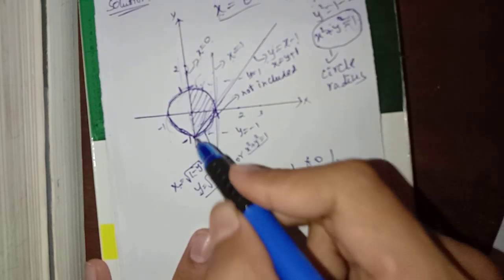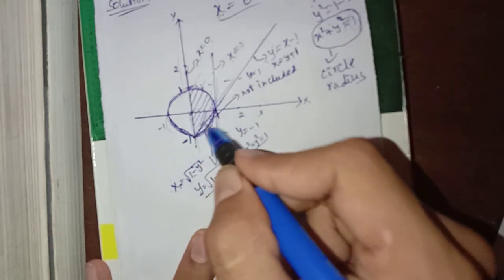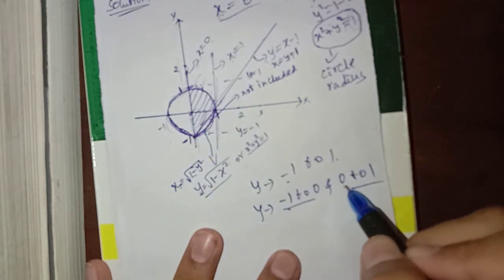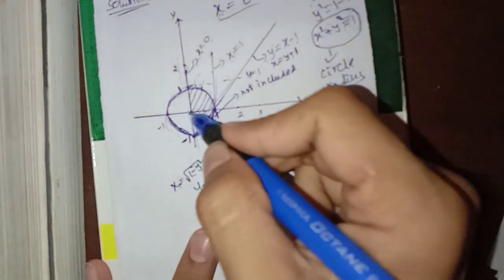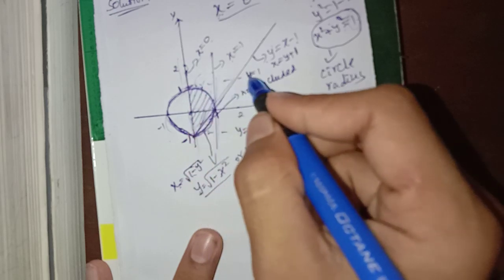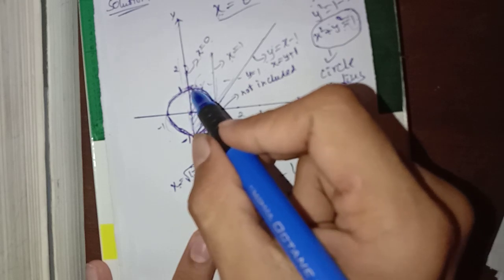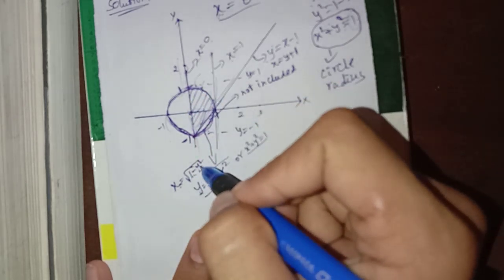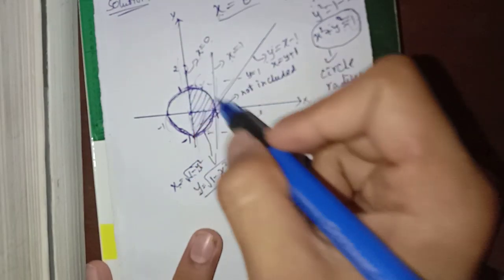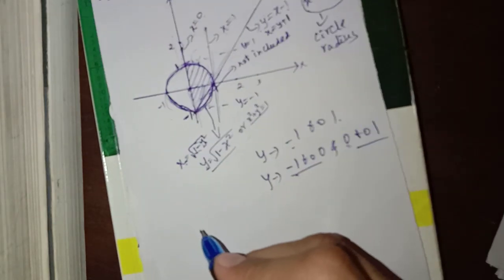Why? Because for y from minus 1 to 0, x is from x is equal to 0 to x is equal to y plus 1. And in the region y is equal to 0 to 1, this is y is equal to 0 and this is y is equal to 1. In this region, x is from x is equal to 0 to x is equal to 1 minus root of 1 minus y square. So this is the circle region. So we can make a partition here.